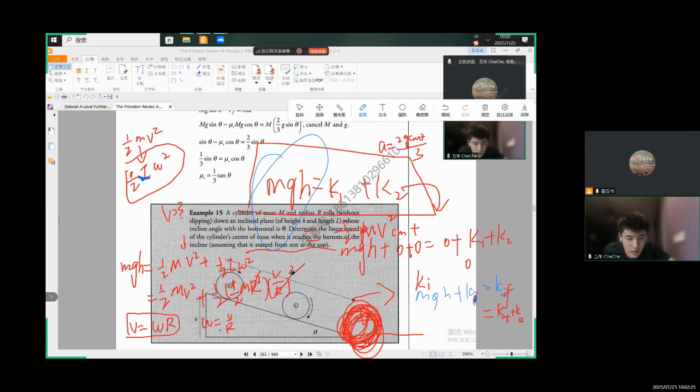Basically, this is 1 over 2 times 1 over 2. It actually now is mgh equals 1 over 2 plus 1 over 4, right? It's basically 3 over 4 m v squared. And m simplified, so now v squared equals 4 over 3 gh, and then I can find v, right? Same thing as we did with the other one. Okay, yeah, that makes sense.